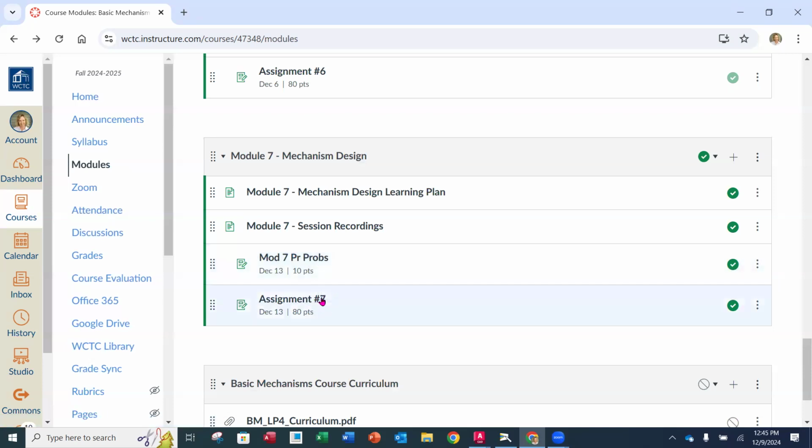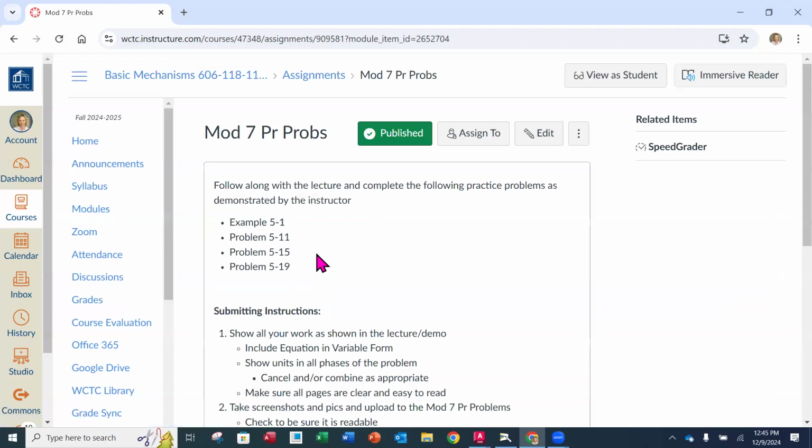But you'll notice that we have practice problems and assignment number 7. If we click on the practice problems, we have 4 practice problems that we're going to be doing. Example 5.1, which is right out of the book. But then we're going to be doing 3 problems. For some reason in this chapter, they didn't go over actual full problems in the examples.